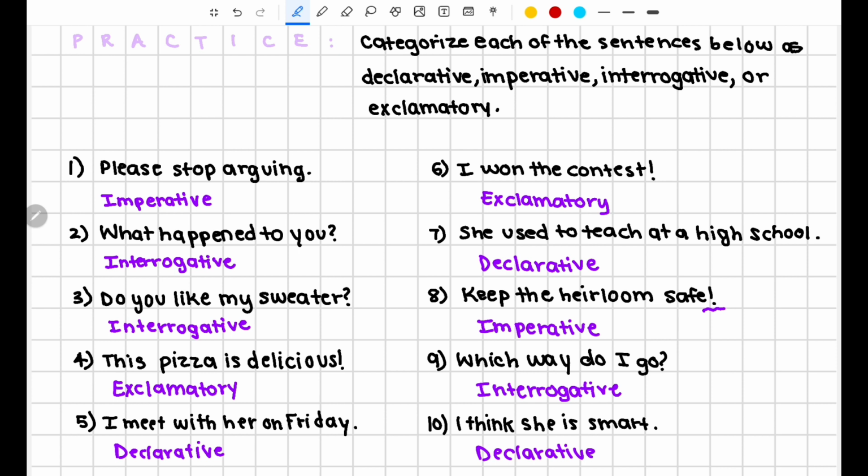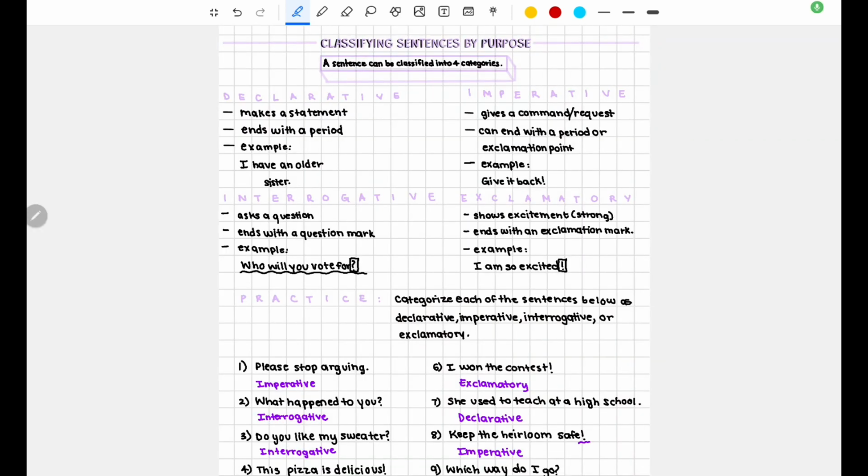Then we have interrogative sentences. These are sentences that ask a question. And lastly, we have exclamatory sentences. These sentences show excitement, and usually they end with an exclamation mark.